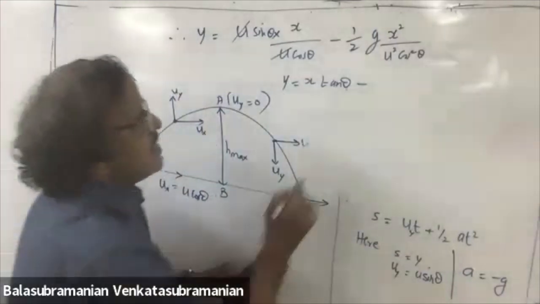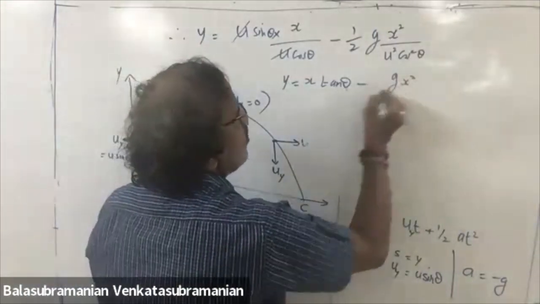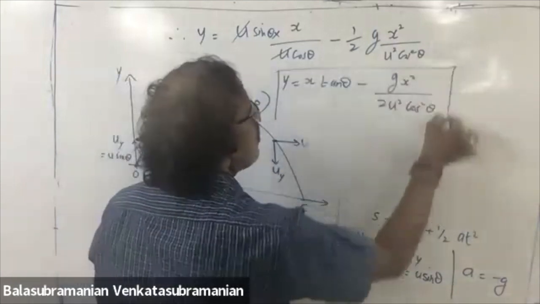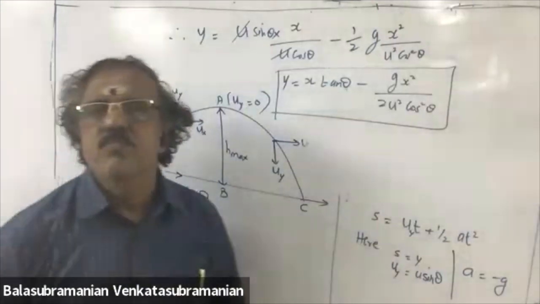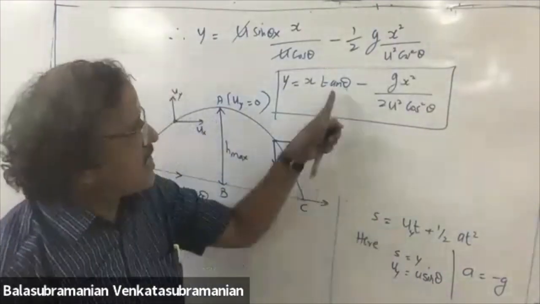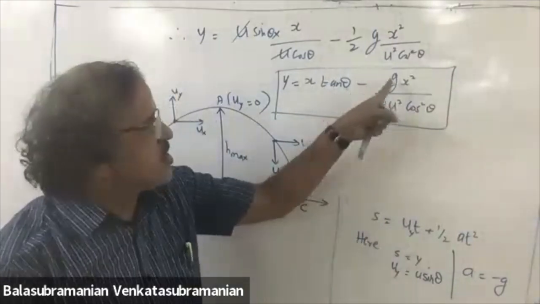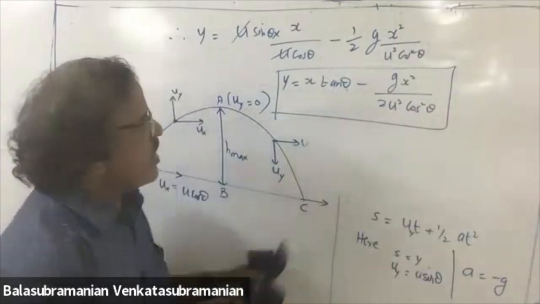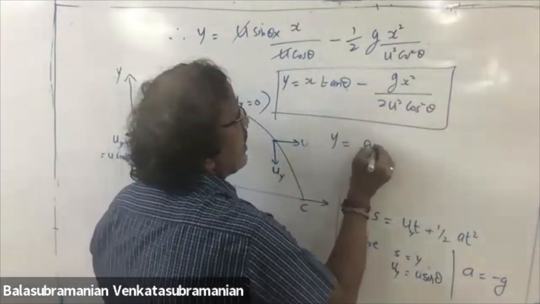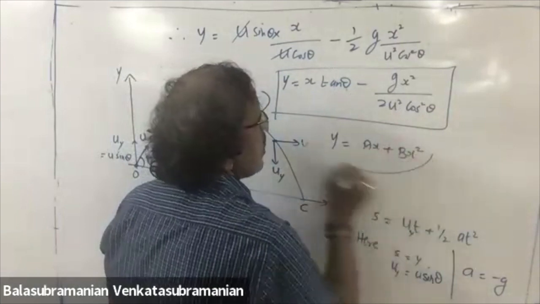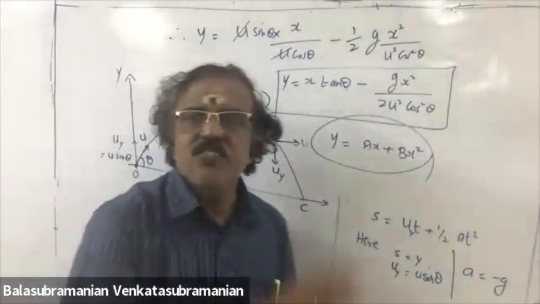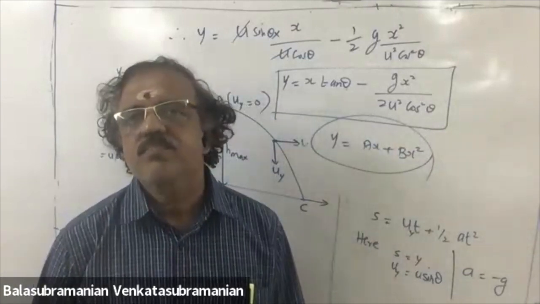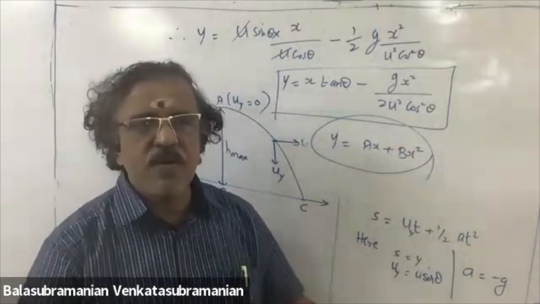what will you get? g x square by 2u square cos square theta. Here tan theta is a constant. g by 2u square cos square theta is a constant. So I can write y is equal to ax plus bx square. This is also the equation of a parabola, an inverted parabola. This is a parabolic equation.